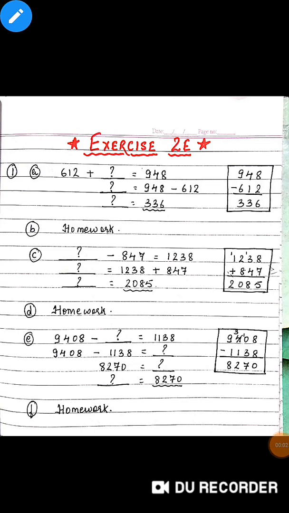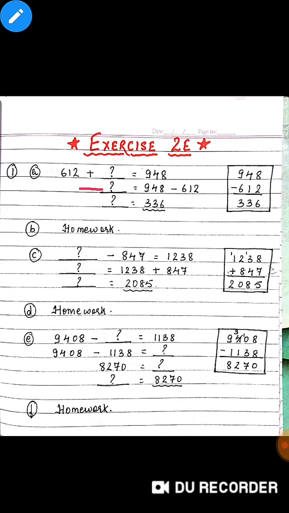Now children, we come to a very important concept of finding missing numbers. We will discuss a few questions from exercise 2E. In the first case, you have to find 612 plus what will give you 948. Now, since both the numbers are in addition, that means both these numbers are addends. That means you have to find a missing addend here.